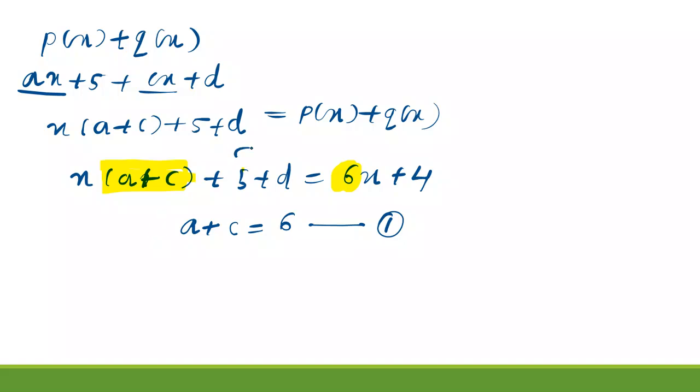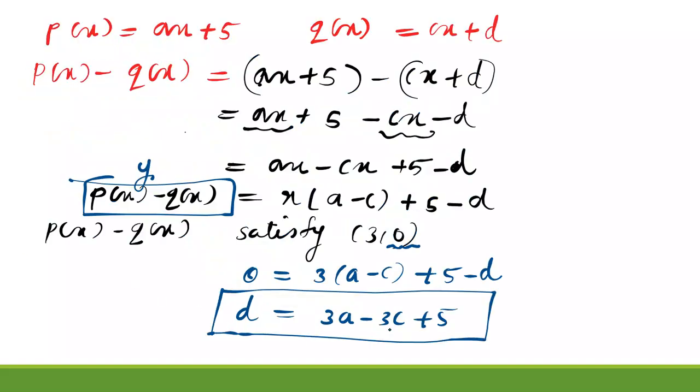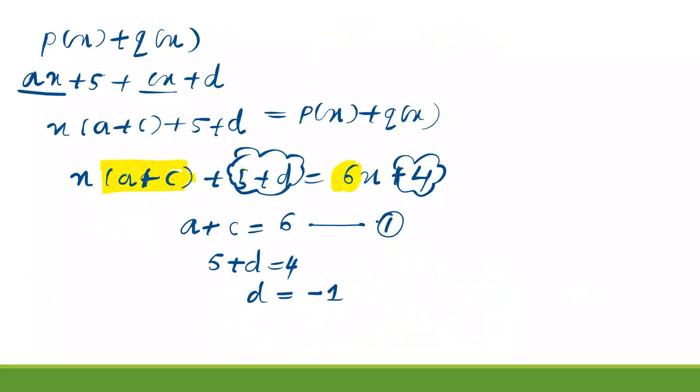Now next case, 5 plus d should be equal to what? 4, right? You can write 5 plus d is equal to 4, so that d is equal to 4 minus 5, which is negative 1. Understood? Now d is equal to negative 1, and already from the second part you got d is equal to 3a minus 3c plus 5. So we can substitute d equal to negative 1 into this equation, right? Let us take this as equation number 1, and the second one as equation number 2.